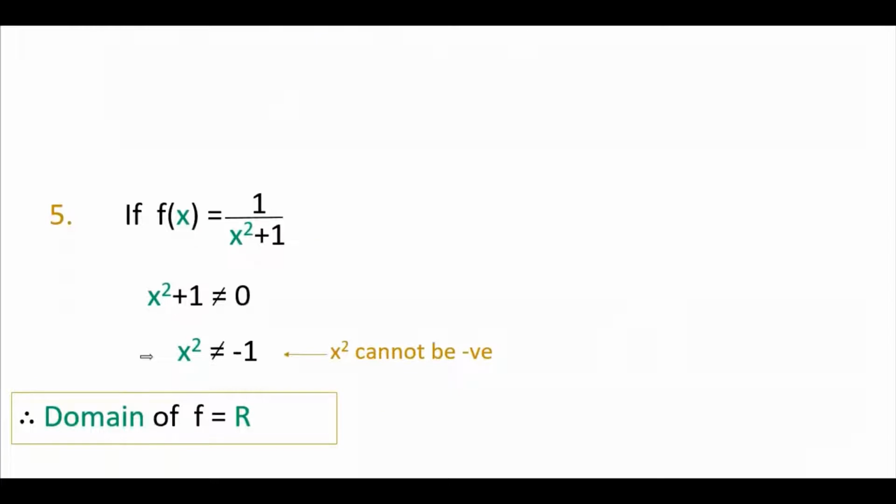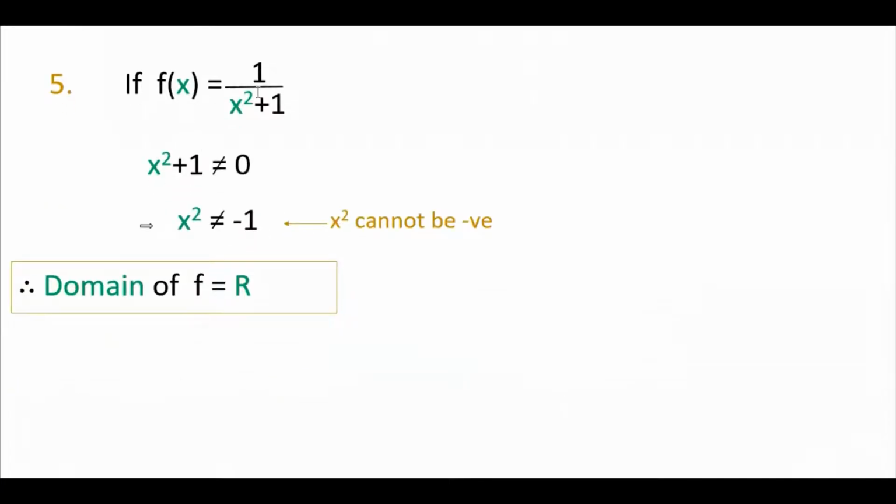And the next one is the fifth one. f of x is equal to 1 by x squared plus 1. Here x squared plus 1 is in the denominator. Therefore, it is not equal to 0. Therefore, x squared is not equal to minus 1. So here x squared is a square number. But we know that a square number should not be a negative number. All square numbers should not be negative numbers. So here it is not equal to minus 1.